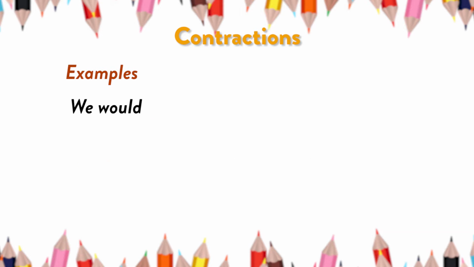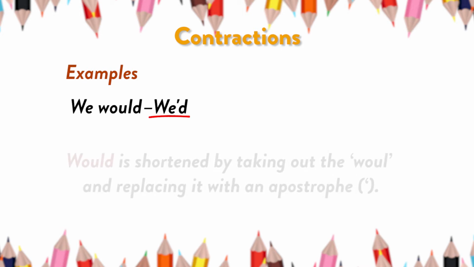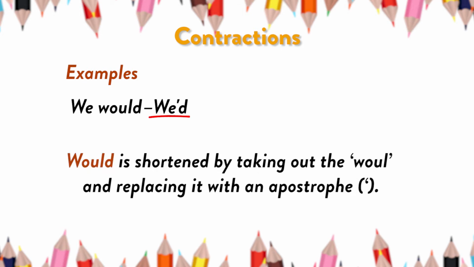We would. We would, we say we'd. This is how we shorten the word would by taking out WOUL. All that remains is the D. So in contraction form, we have we'd. So you have WE apostrophe D.